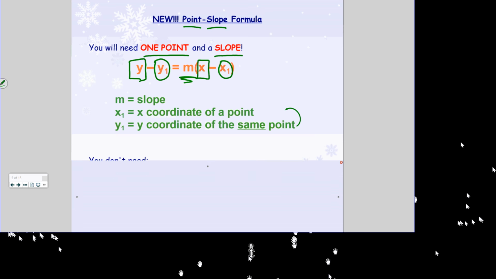I want you to notice the piece of information that we don't need, that we did need in slope-intercept form, is the y-intercept. So one of the things that's really nice about point-slope form is that if you don't have your y-intercept, that's okay. You can still write the equation of the line using this form instead.